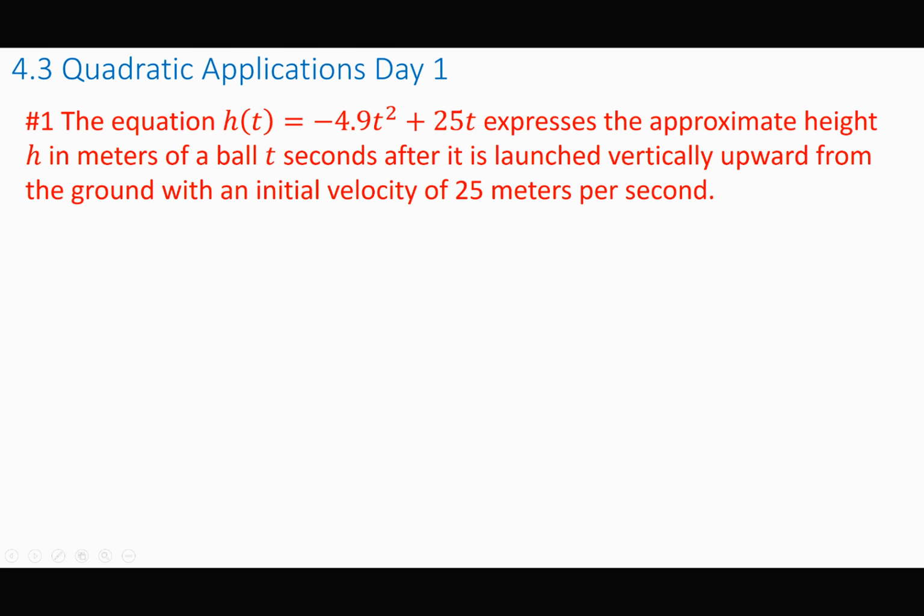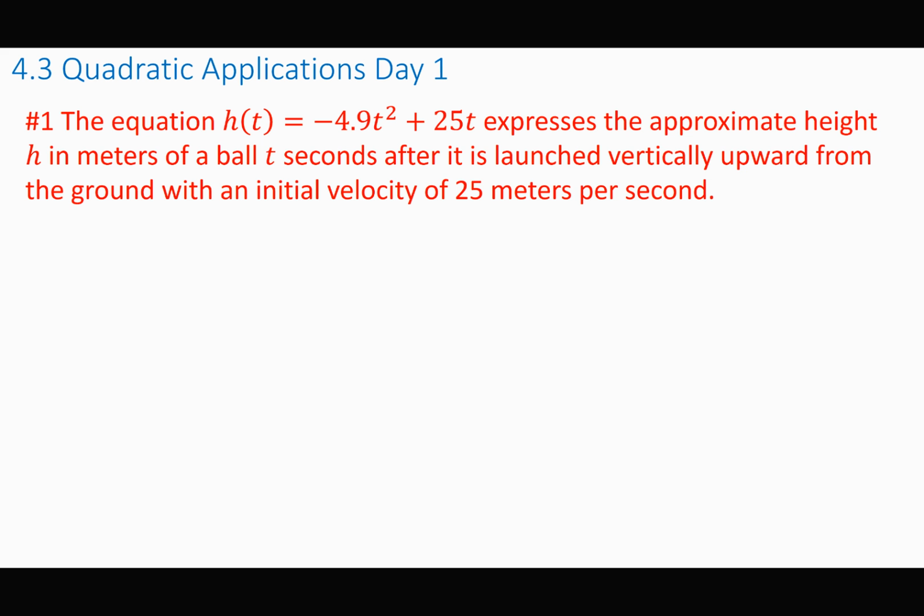All right, so let's look at problem number 1 on the application's day 1 worksheets. Okay, not the one with the big black blob on number 1, and we'll talk about that in a minute, but the one that says day 1 at the top of it. So number 1 says the equation h of t equals negative 4.9 t squared plus 25t expresses the approximate height h in meters of a ball t seconds after it is launched vertically upward from the ground with an initial velocity of 25 meters per second.